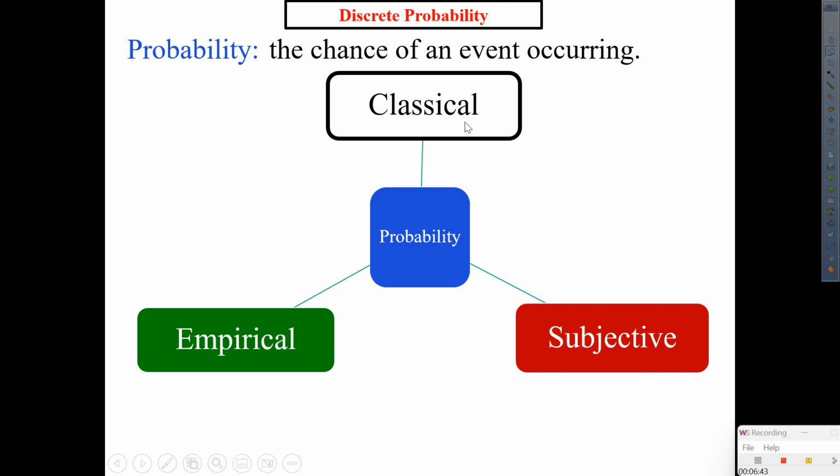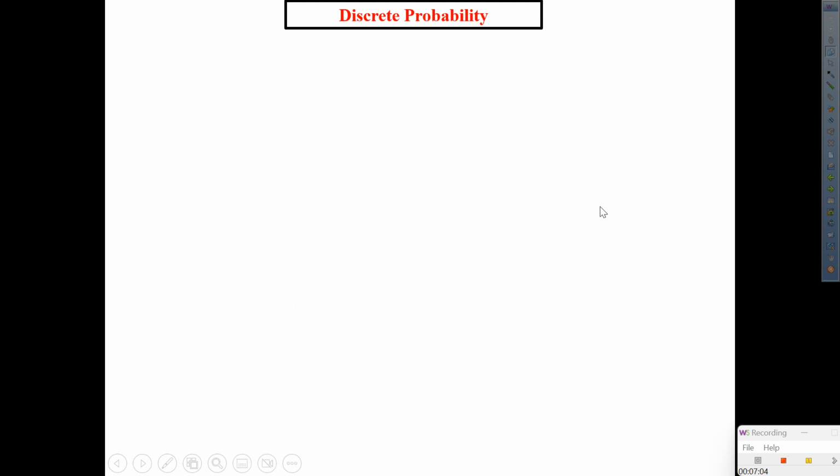So, for example, classical, if I was to ask you to give me the outcomes of rolling a die, you could actually, without having the die in front of you, just make a table. Whereas empirical, you have to roll the die and find out the chance of each of those numbers coming up. Make sense, yes?